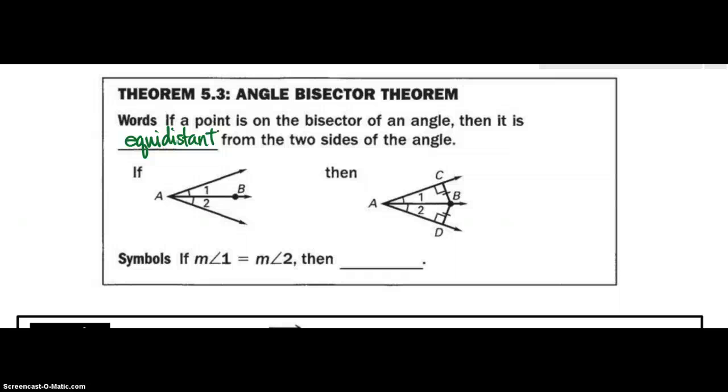Okay, so it's equidistant from the two sides of the angle. So if we're given that first picture, ray AB is an angle bisector because it's congruent on either side. Okay? So what it's saying is if you put a point, say B, somewhere on the angle bisector, it does not matter where, it is going to be equidistant from this side and this side. Those distances are going to be the same. So basically, if I walk down the center of the room from corner to corner, I am the same distance from the right side as I am from the left side. That's what that's saying.